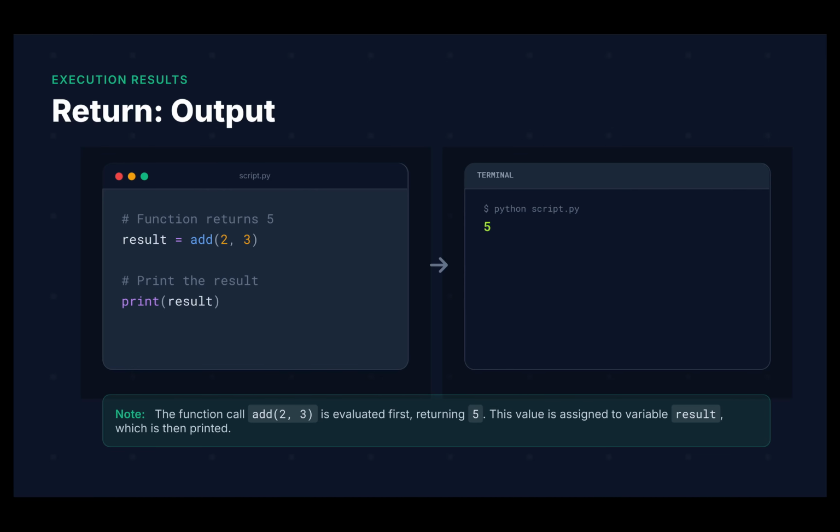The output confirms that add(2, 3) evaluates to 5, and that value is what gets printed. It is to reinforce the evaluation process. The function call is completed first, and when the function call is computed, the result is stored, and then the variable is printed.